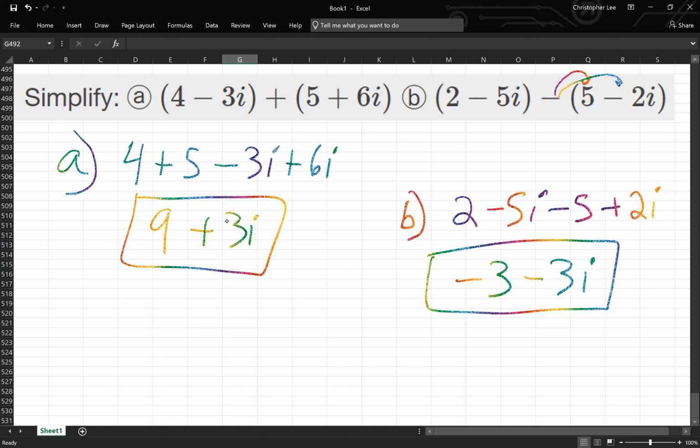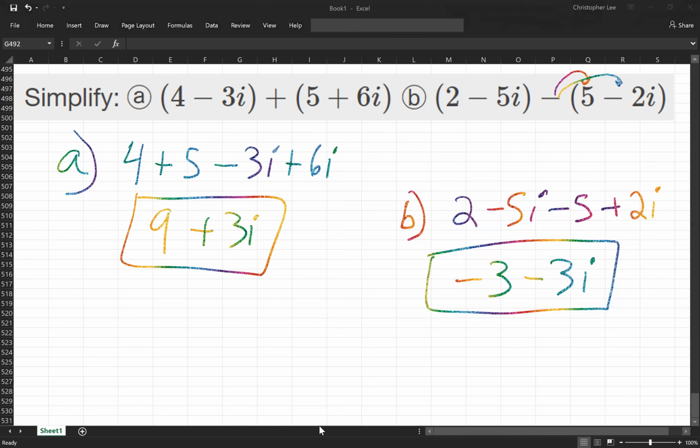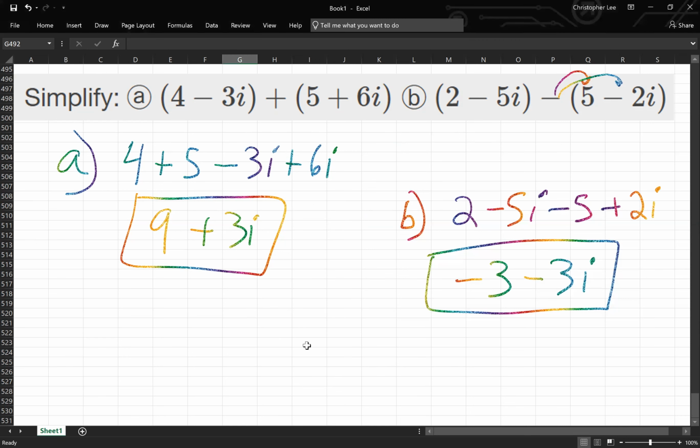So eyes with eyes, numbers with numbers. That's it. Easy, right? Why is the negative 3 negative? The -3 for which one? The i. So it's negative 5i plus 2i. Okay. Yeah. So the i's with the i's and the numbers with the numbers.